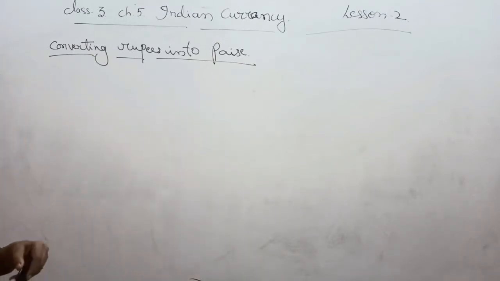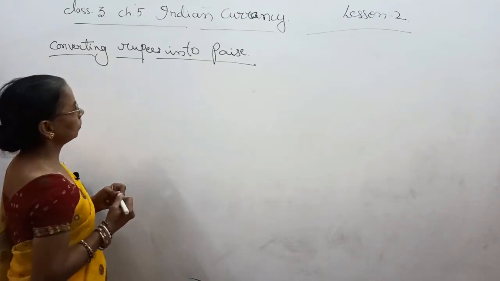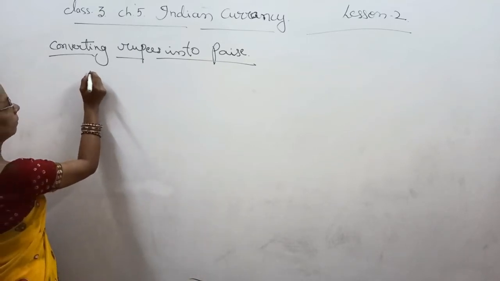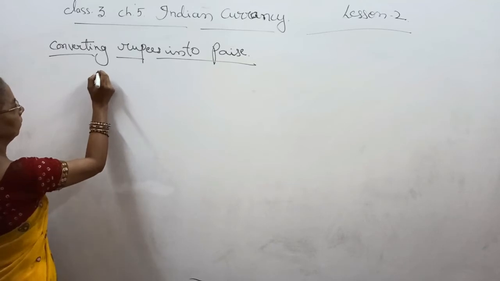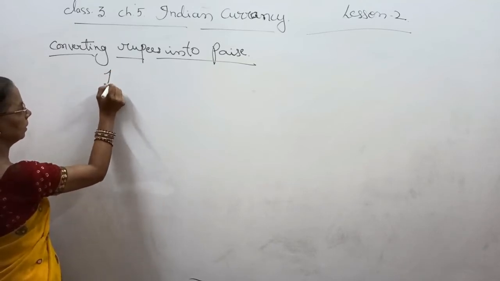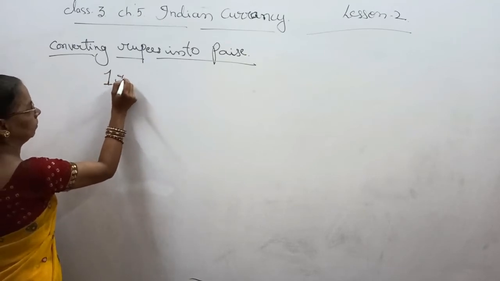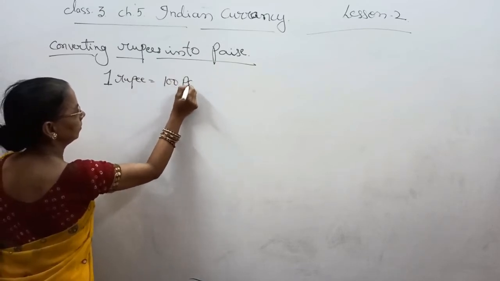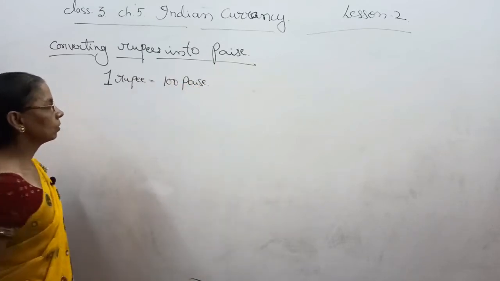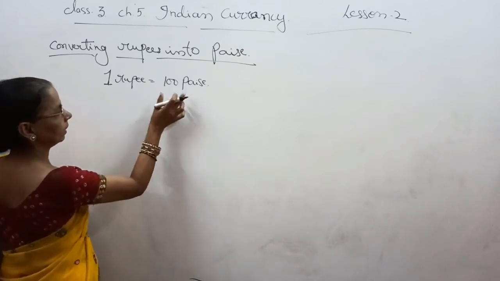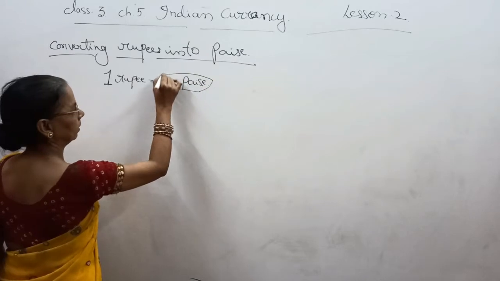How can we convert rupees into paise? For that we have to know the converting method of rupees into paise. First we have to know how many paise there are in 1 rupee. 1 rupee equals 100 paise. So, if we convert 1 rupee into paise, then it will be 100 paise.